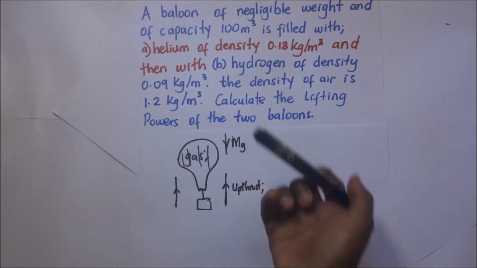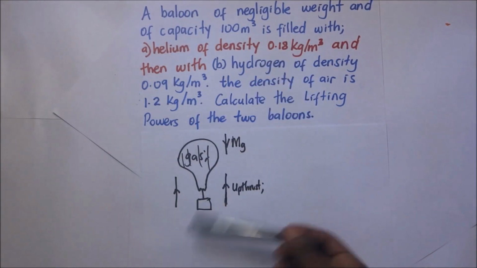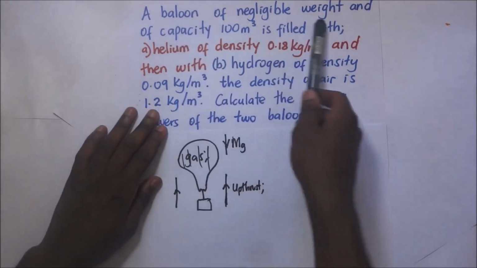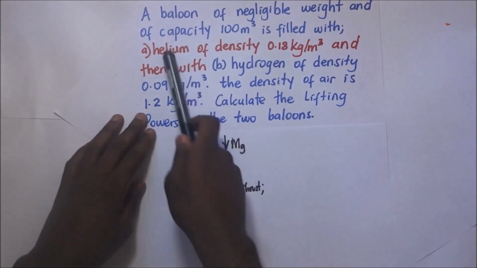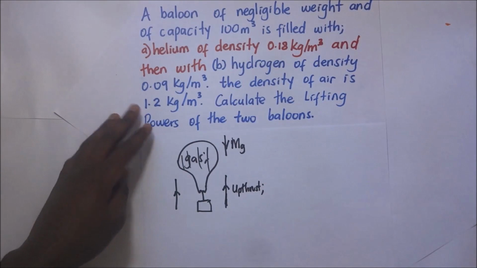So to summarize the question first before we continue, we have a balloon of negligible weight, so its weight is negligible. It has a capacity of 100 meters cubed.